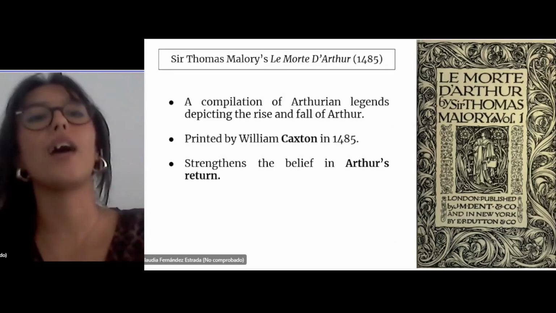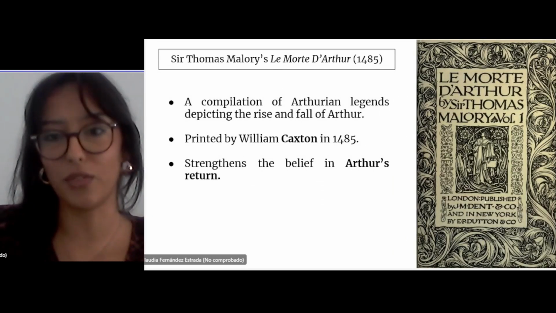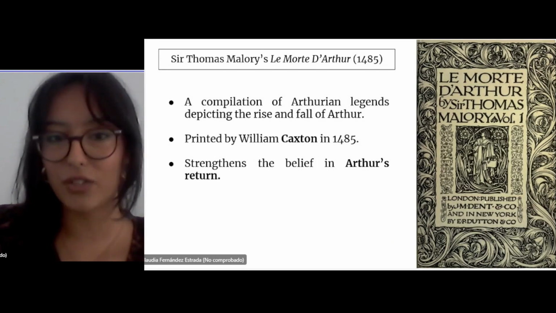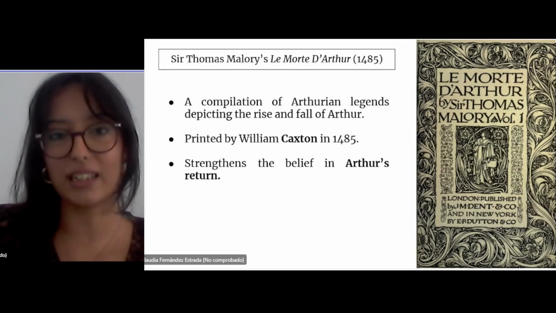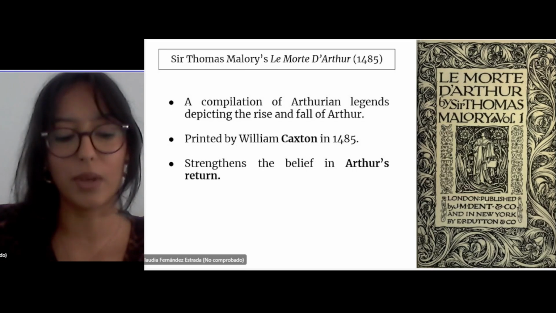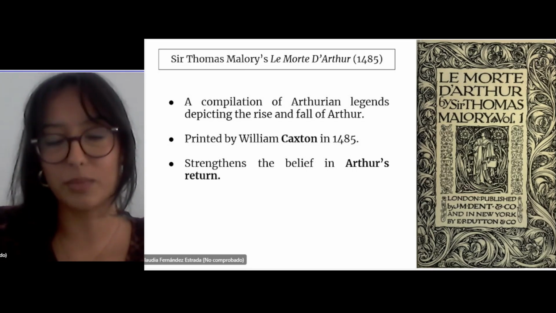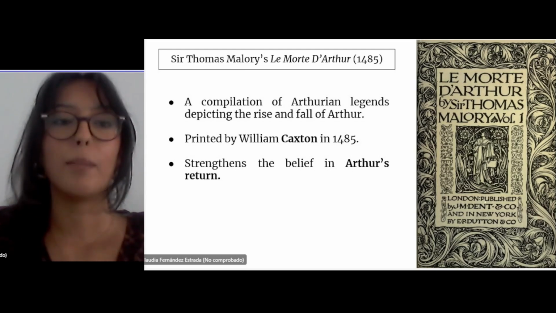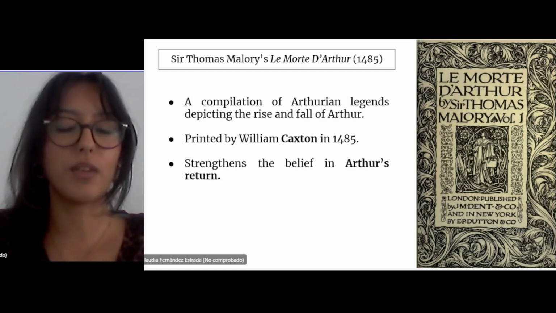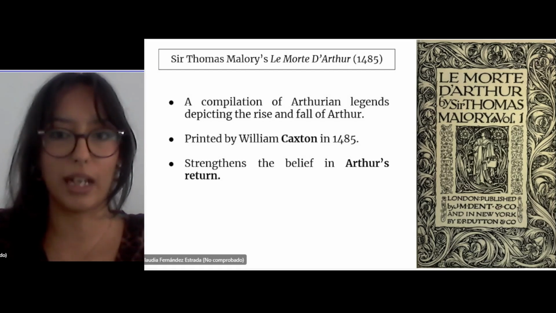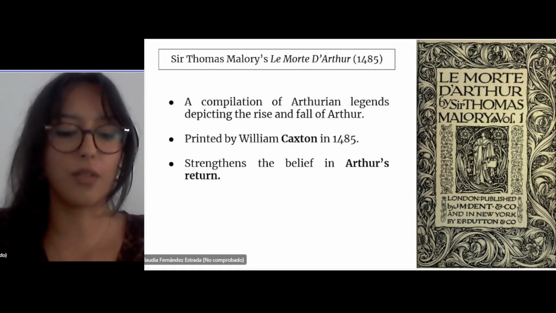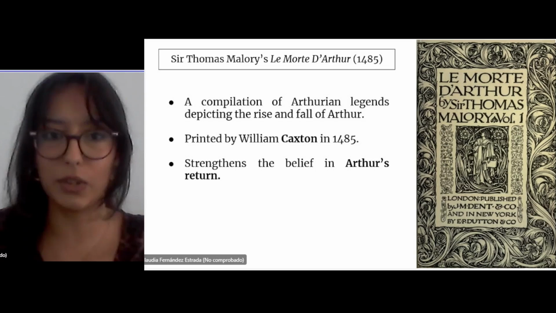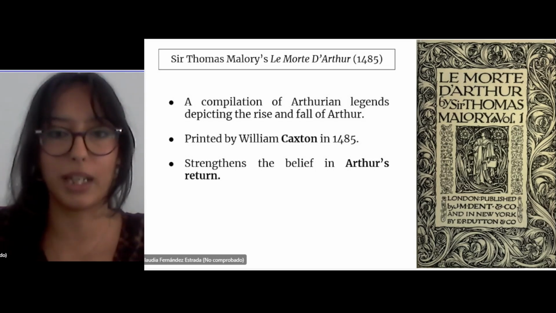Then we'll have Sir Thomas Malory's The Death of Arthur, which was published by Caxton in 1485, which is a key date in English history. It was when King Richard III was defeated by Henry Tudor and when the Tudors rose to power. Malory presents us with a very comprehensive Arthurian narrative, okay? We have the rise, the splendor, the fall of Arthur, and absolutely everything in between. It is a very complete narrative.